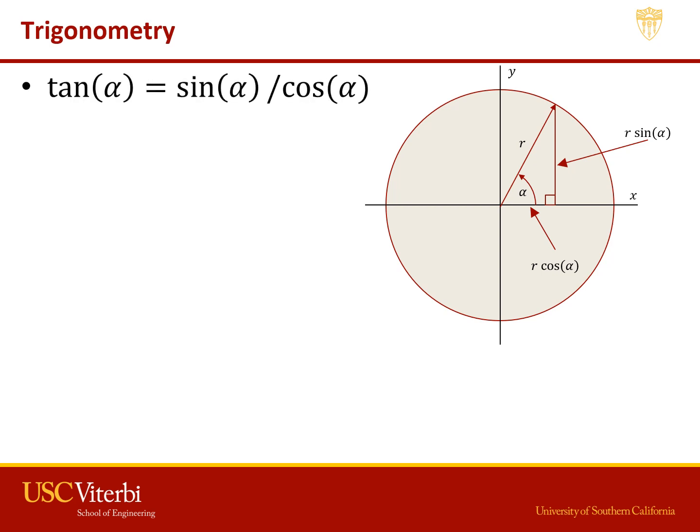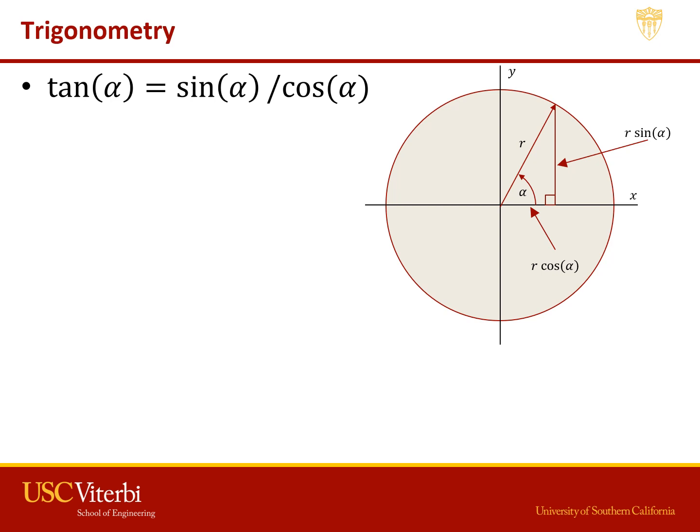Okay, another useful trigonometric function is the tangent. Tangent is opposite divided by adjacent. And if we just look here, the opposite was r sine alpha, the adjacent was r cosine alpha. The r's cancel, and we just get sine over cosine. So that's sometimes useful. It's also rather useful for going the other way.